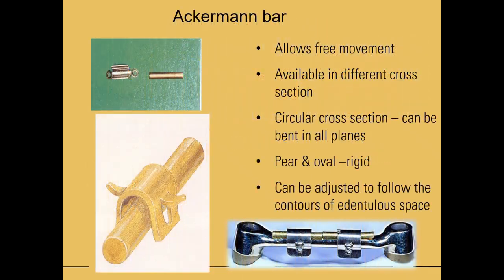Coming to the Ackerman bar, which allows free movement of the prosthesis. So this is available in different cross sections. The circular cross section can be bent in all planes, whereas pure and oval shaped ones are rigid. And it's applied for overdentures as well as implant prosthesis. The principal feature of this Ackerman bar is that it can be adjusted to follow the vertical contours of the mucosa and also the anterior posterior curvature of the edentulous ridge. And here also the spacer provides for both vertical as well as rotational free movement of the prosthesis.